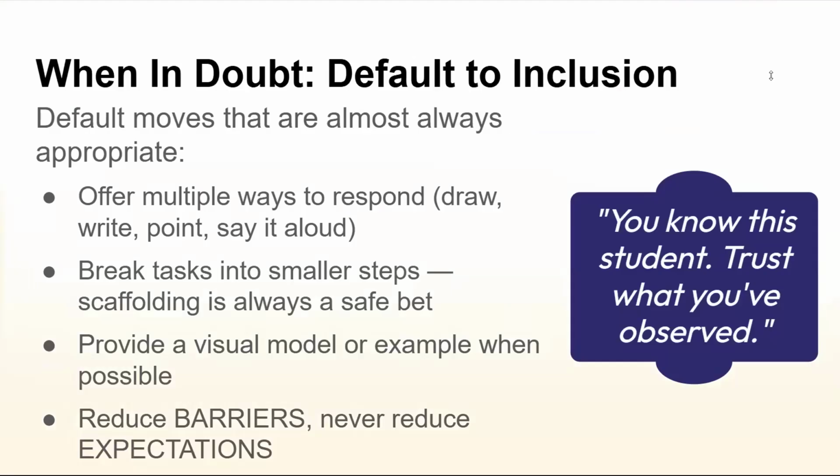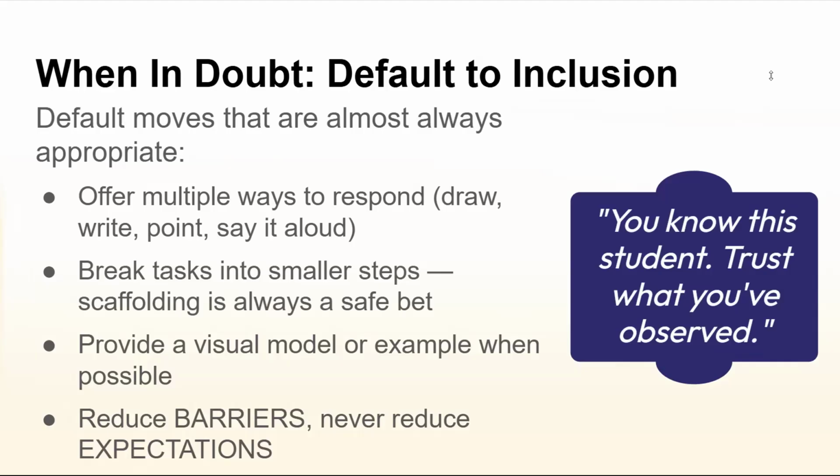So when in doubt, again, default to inclusion. Default moves that are almost always appropriate for students. So offering multiple ways to respond: draw, write, point, say it aloud. When I was working with some of my students in my science classroom, I know I keep referencing that, some of my students were really well versed with drawing. So a lot of times they would draw the things that other students were writing out, and then they would talk to me about them.